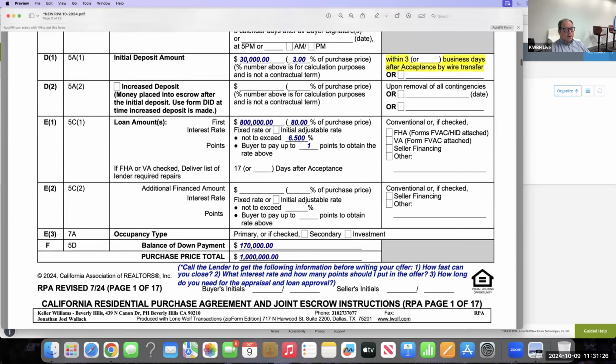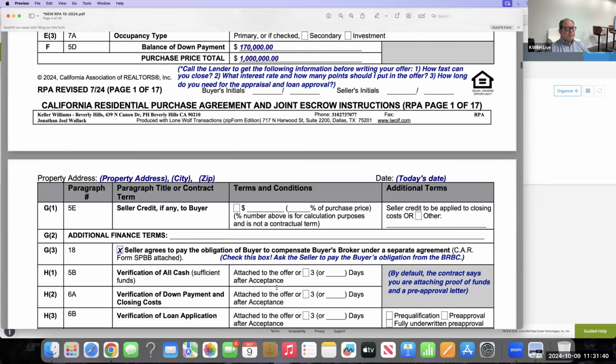All right, so I wrote here a little note at the bottom: call the lender to get the following information before writing your offer. How fast can you close? So 30 days or less. What interest rate and how many points should I put in the offer? So that was up here. And then how long do you need for appraisal and loan approval? So those are going to be days that we're going to get to right now.